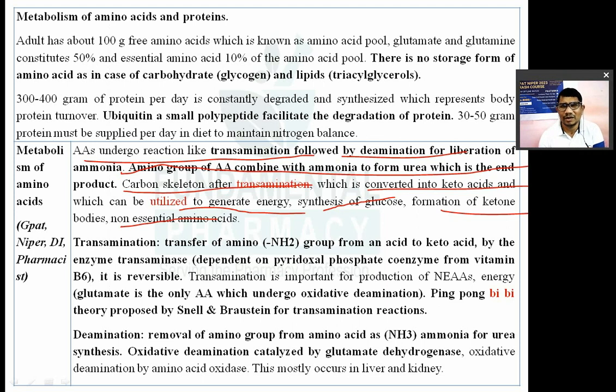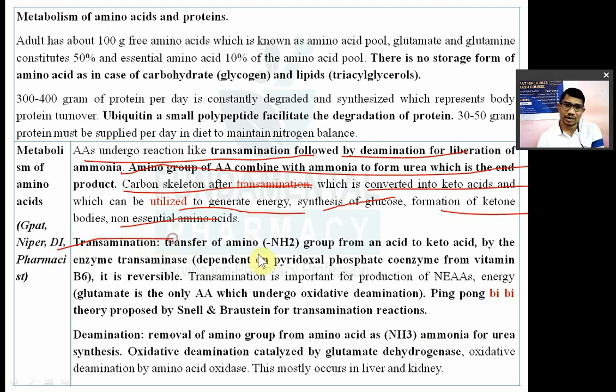Simultaneously there will be transamination, transfer of amino group from one amino acid to another keto acid to form a new amino acid and a new keto acid. ऐसा भी हो सकता है, we have already seen. So, now transamination means what? Transfer of amino group.